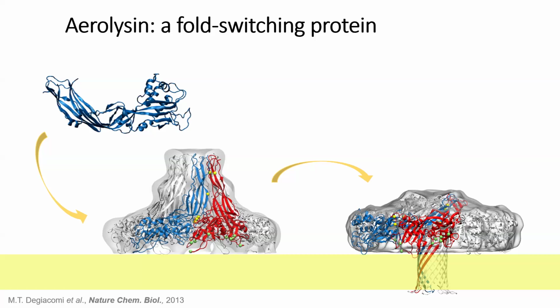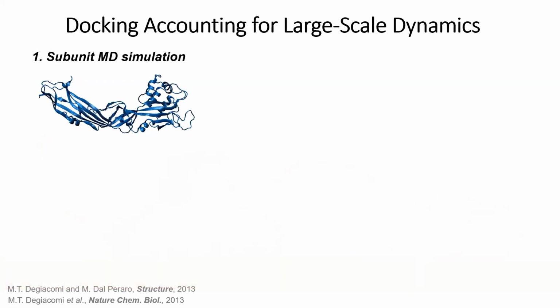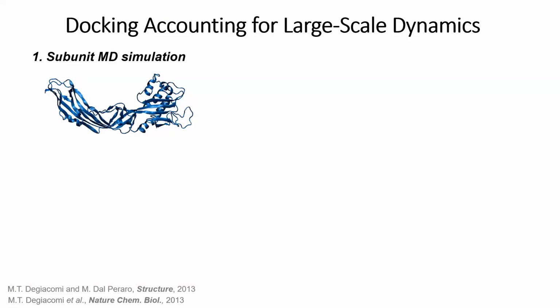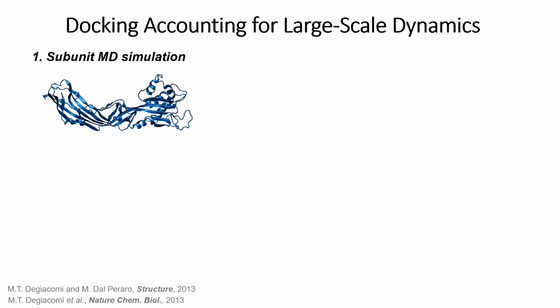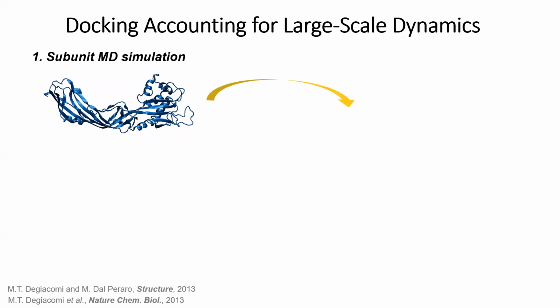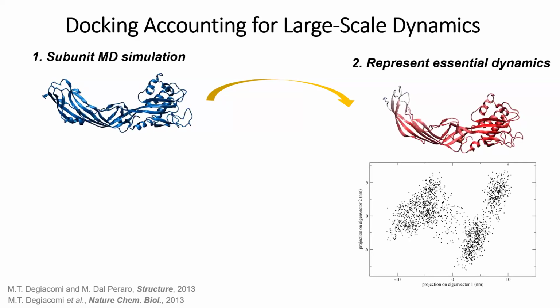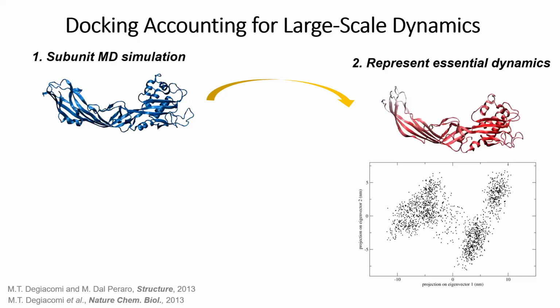And the reason why we could do that is because we actually run molecular dynamics simulation of aerolysine to gain some insight on how it moves. And we try to couple this information with protein docking. And what we did is something that, of course, many people before us did. When you have a molecular dynamics simulation, you can run a principal components analysis. So essentially, you're creating a representation of your data.